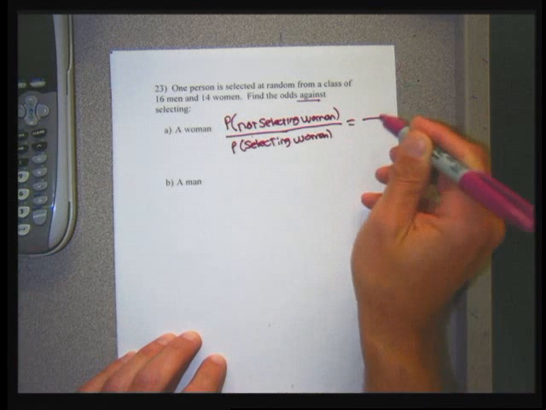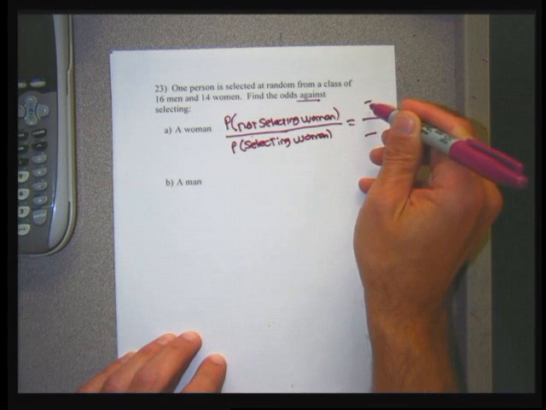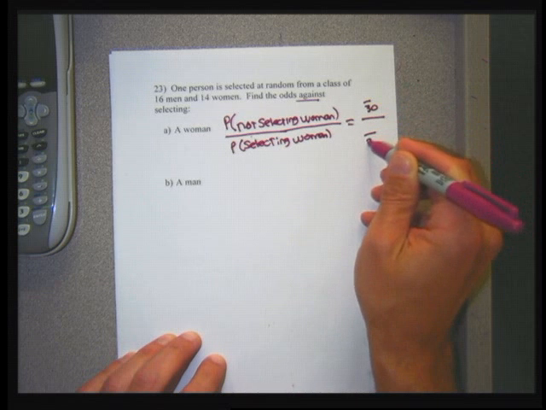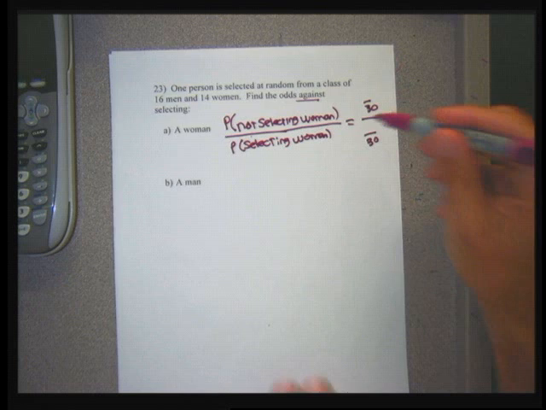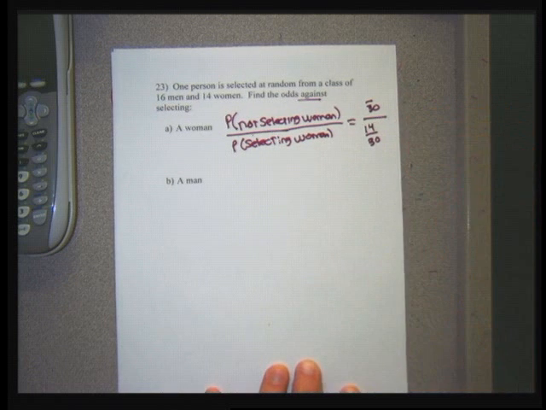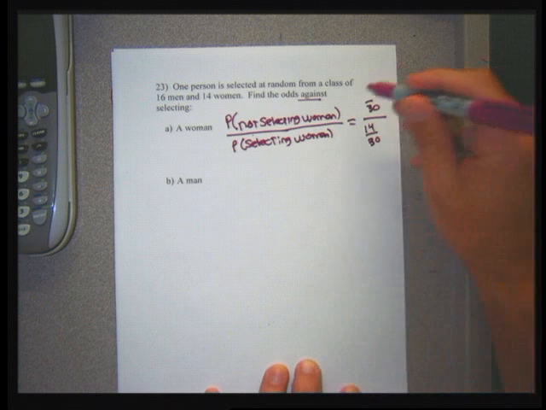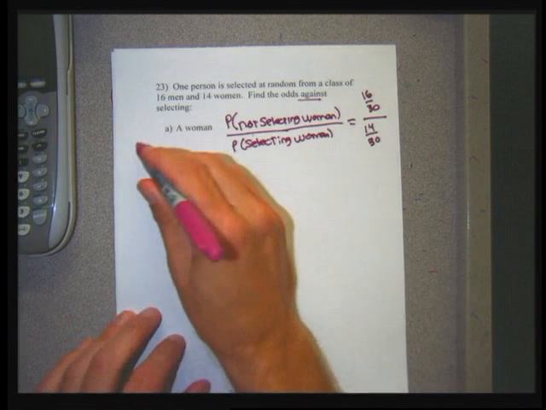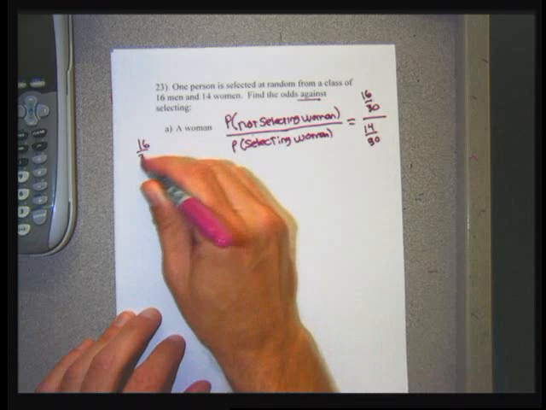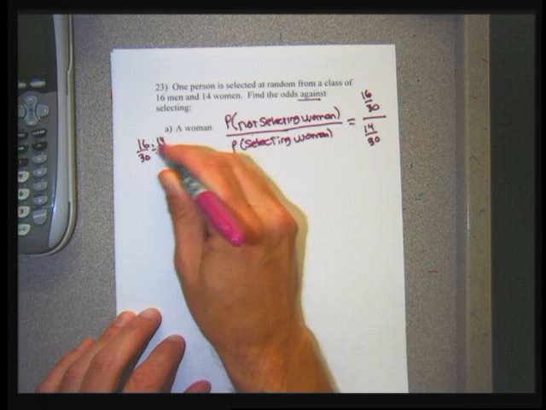Each of the fractions is going to have a 30 in the denominator because I'm picking one person from this class. The class has 16 men and 14 women, so there's 30 people. The probability in the denominator of selecting a woman is 14 over 30 because 14 of the 30 are women. For the numerator, the probability of not selecting a woman means selecting a man, which is 16 over 30. So the odds against selecting a woman are going to be 16 over 30 divided by 14 over 30.